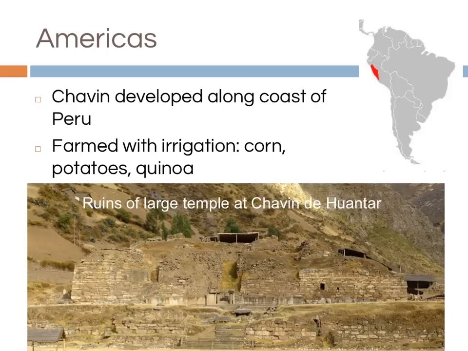So the first one to be aware of is the Chavín, which developed along the coast of Peru. They farmed with irrigation, just like we've learned in all other civilizations in the world. Some of their key crops were corn, potatoes, and quinoa. We know that they had extensive culture and religious beliefs. This is the ruins of a temple found in Peru. And so key things here again: developed farming independently, polytheistic.